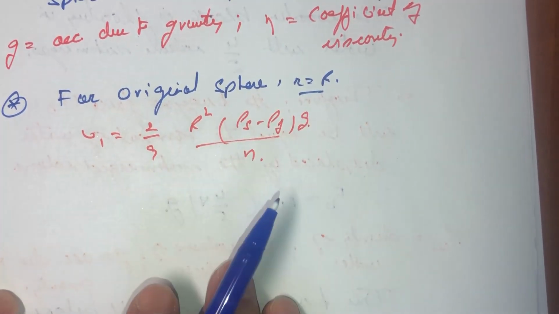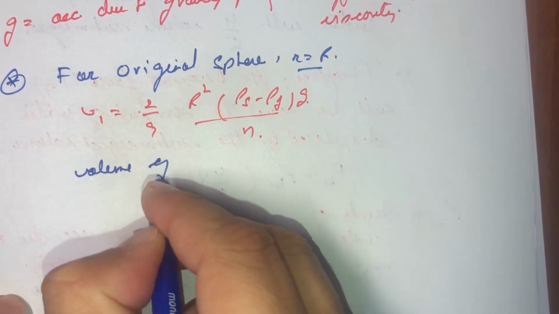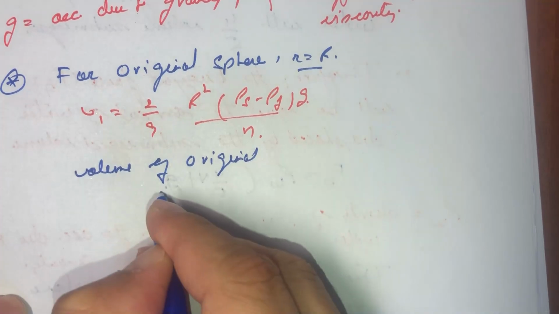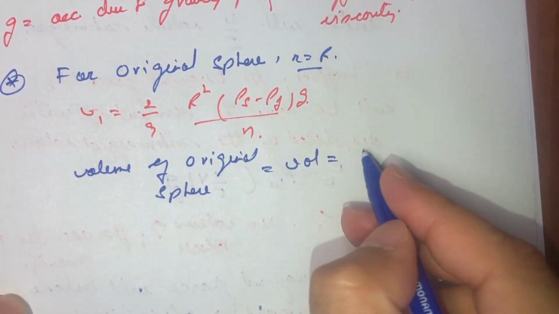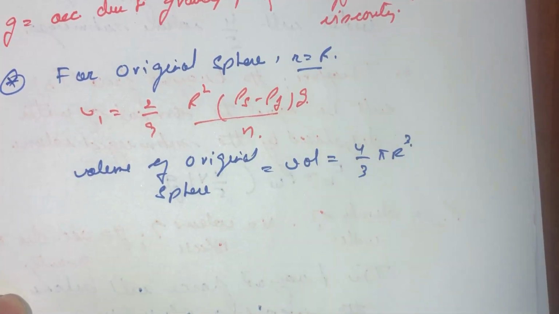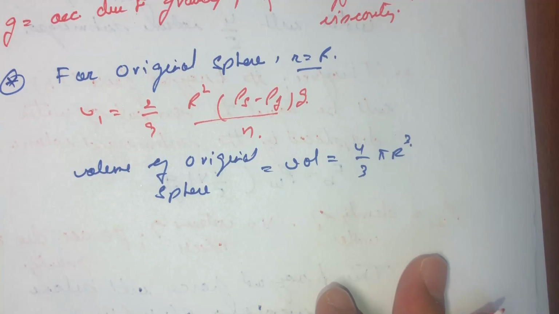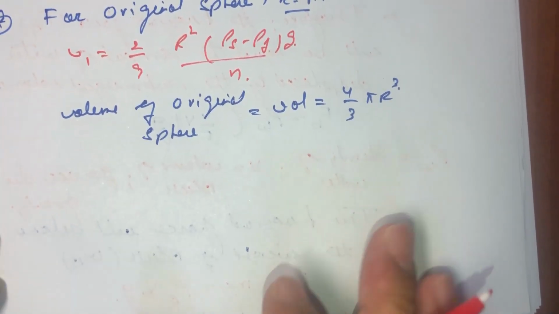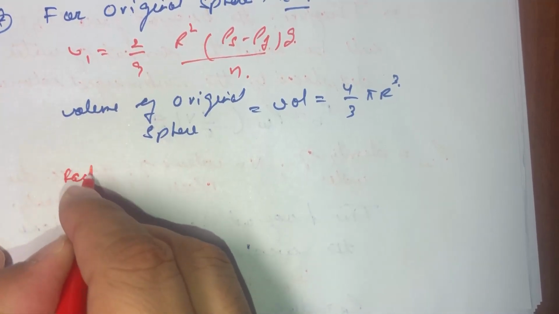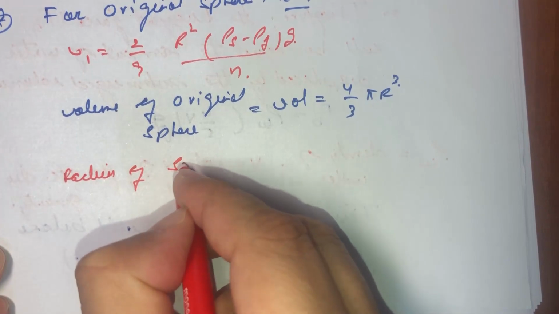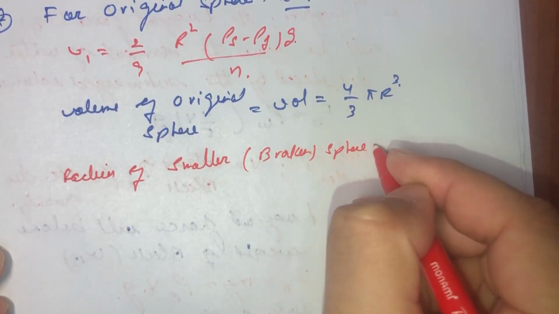Now this original sphere, let's find out its volume. So you can say the volume of the original sphere, we are going to call that V, will be equal to 4 by 3 pi R cube, and this original sphere is broken into 27 identical spheres, and let us say that the radius of the smaller, broken spheres is small r.